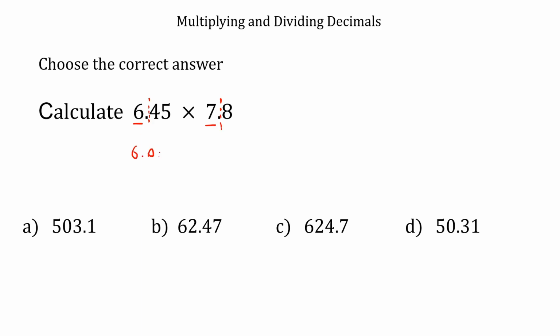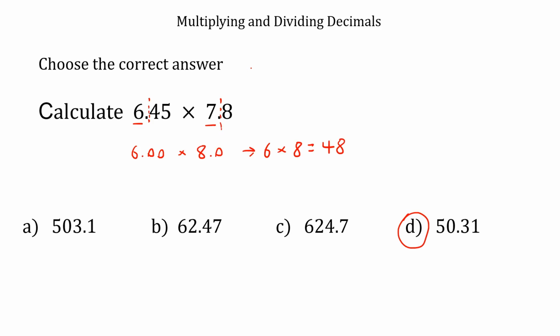So we got 6.00. And in this case, since 8 is greater than 5, it's going to round the 7 up by 1. So we're simply going to change that to 8. So we basically have 6 times 8. So our answer with relative size estimation is 48, and 48 is going to be closest to D, which is 50.31. So that's an example of how relative size estimation can be useful.